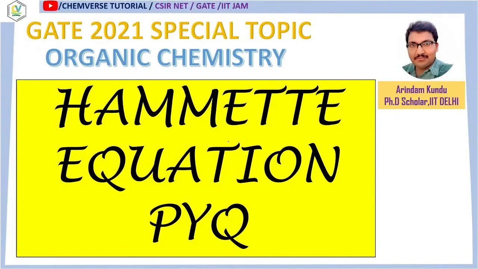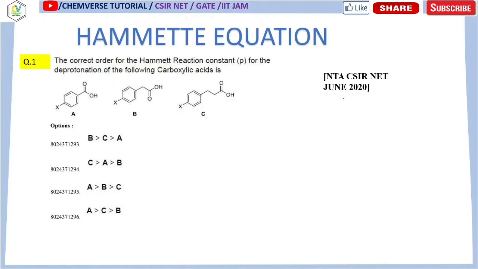Let's begin with the Hammett equation previous years' questions. This is the first question, from the June 2020 examination. You can clearly see that it is a deprotonation reaction of carboxylic acids. After the deprotonation, there will be a negative charge, so they all will be negatively charged. This substituent X is present over here, and if there is no mention of its nature, then for simplicity you can think of it as an electron withdrawing group, which has a role in stabilizing the negative charge.